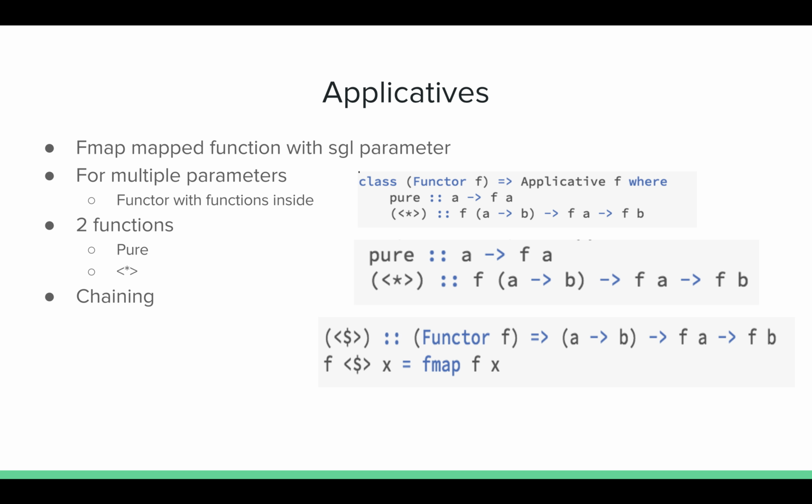Pure boxes something up, turning a value or a function into a functor. As you can see in the top example there on the right, we have a class constraint that all applicatives must first be functors. There's a function application symbol in the bottom example that is a symbol that Haskell defines in order to chain things together into the next applicative style.